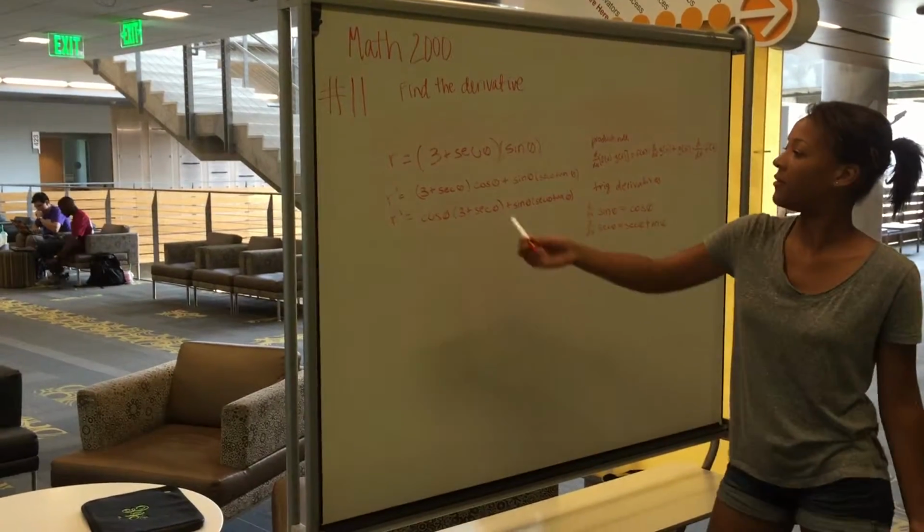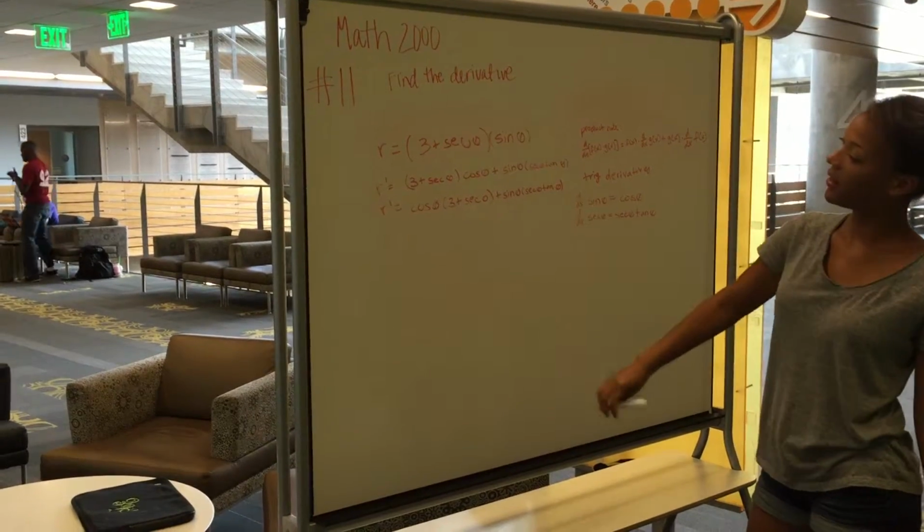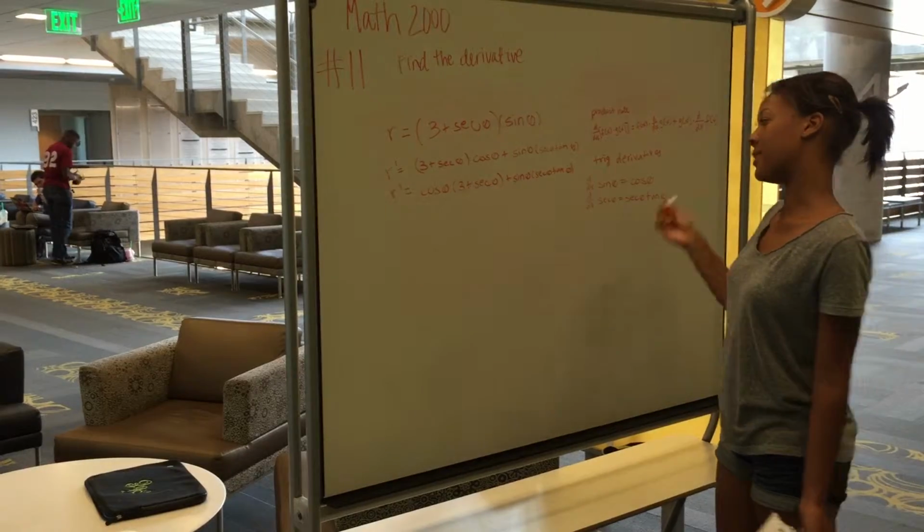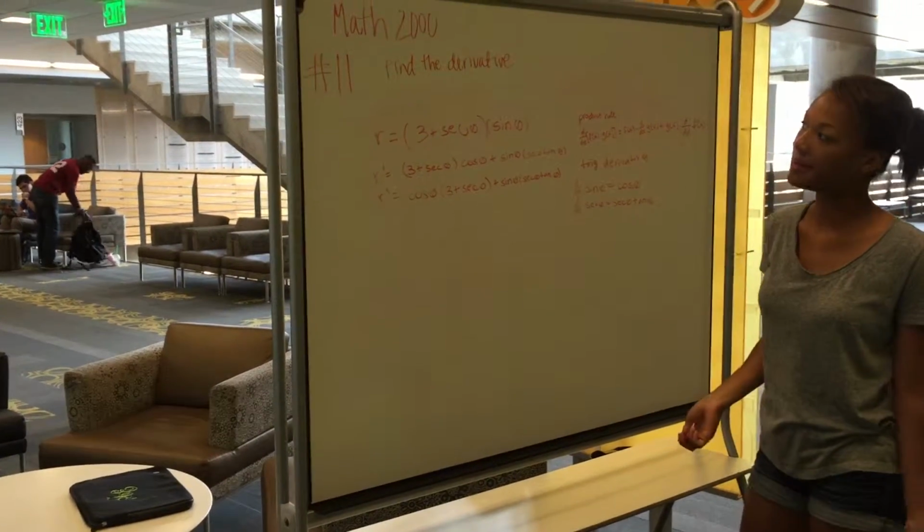And so the derivative of 3 plus secant theta times sine theta is cosine theta times 3 plus secant theta plus sine theta times secant theta tan theta.